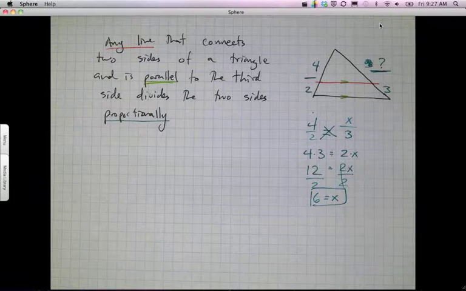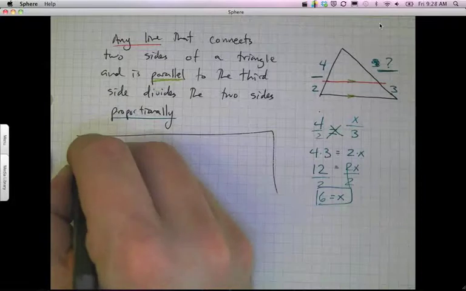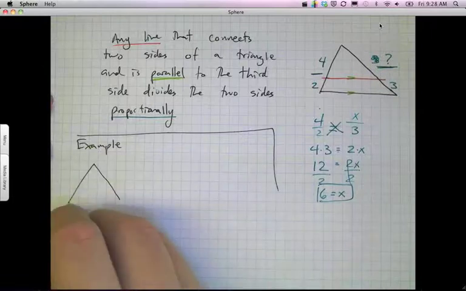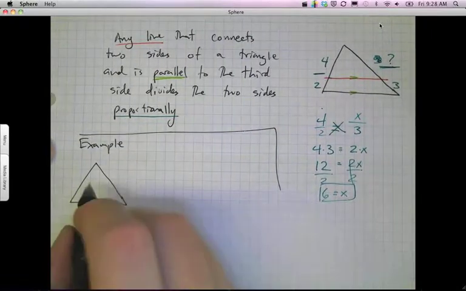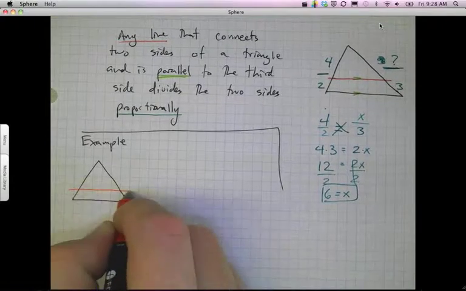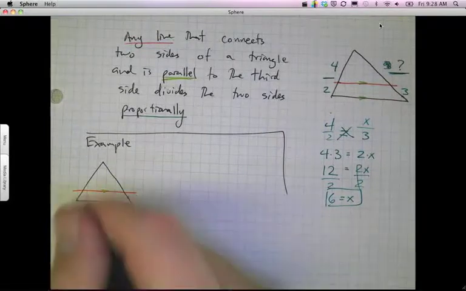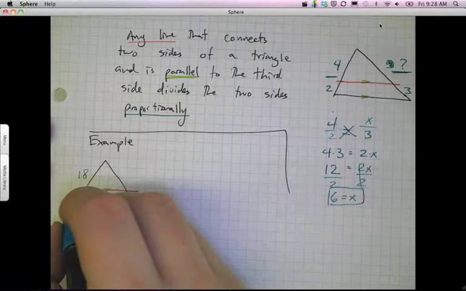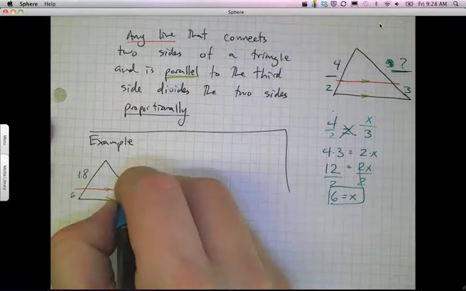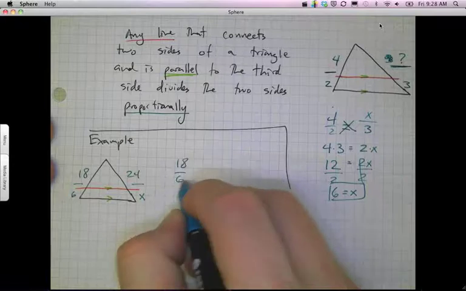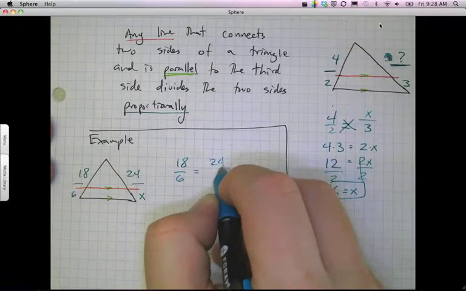All right, so going down to another problem to emphasize that again. Here's your triangle again. Here's this red line. And they're parallel. Now the proportion says that this side is 18, and this is 6. This side is 24, and this one is the one you don't know about. So there's my proportion, almost drawn out on my triangle: 18 over 6 equals 24 over x.